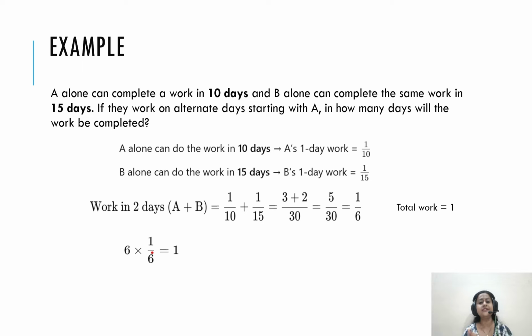So 2 days, 6 times, and that's why 2 into 6, 12 days will be required to complete this work. Right, so 6 2 day cycles are required, but you have to convert it in number of days, right? So 2 into 6 equals 12. So the entire work will be completed in exactly 12 days. This is how we can solve this kind of alternate work problem, right?